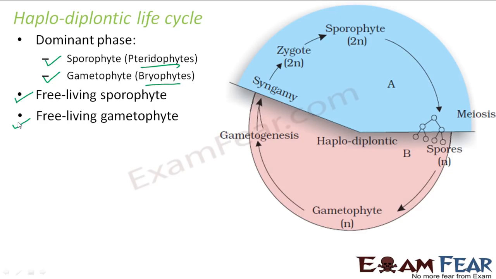So now you understand how we divide the plant life cycles into haplontic, diplontic and haplodiplontic. It depends on which phase is the dominant phase. So if it is the diploid phase, that is the sporophyte, then it is diplontic. If it is the haploid phase, that is gametophyte, then it is haplontic.